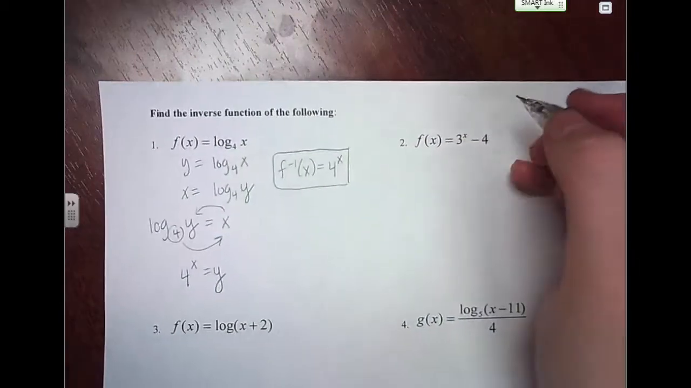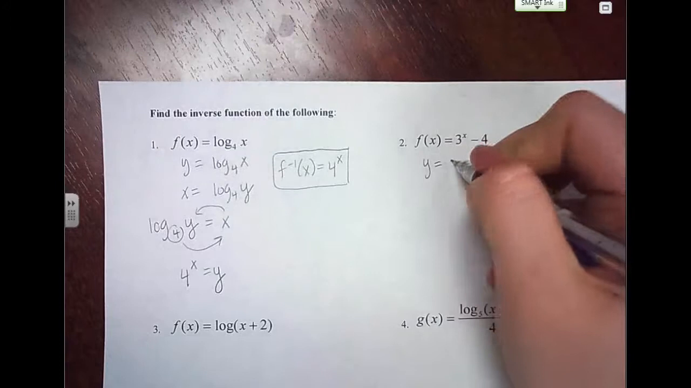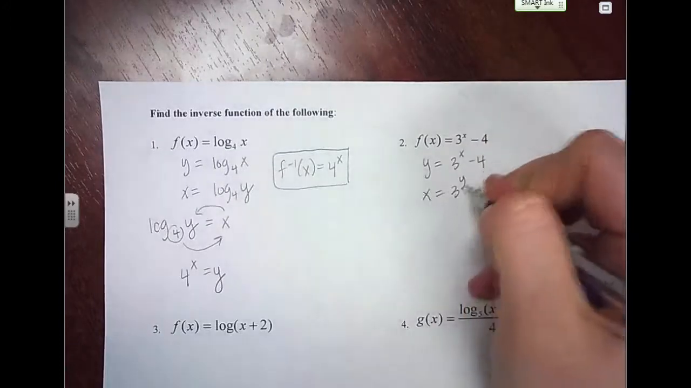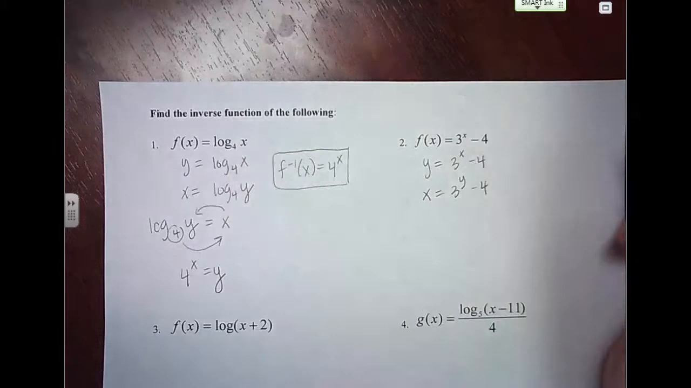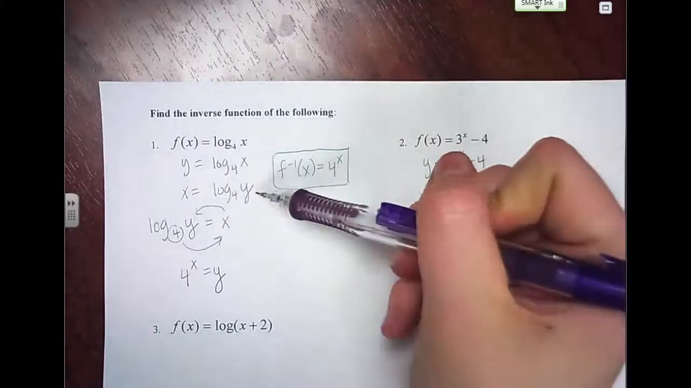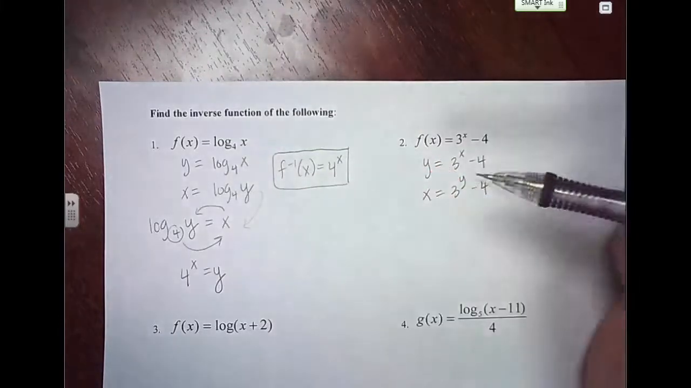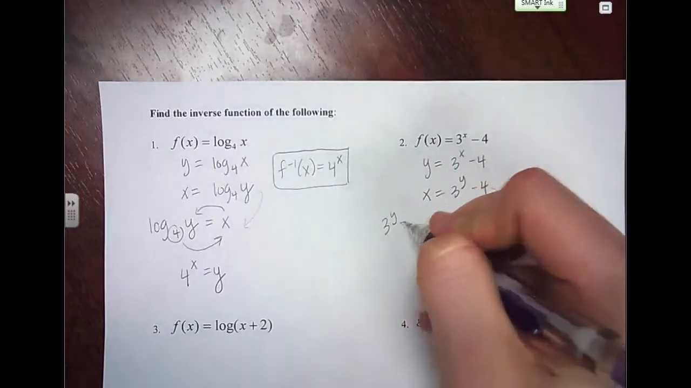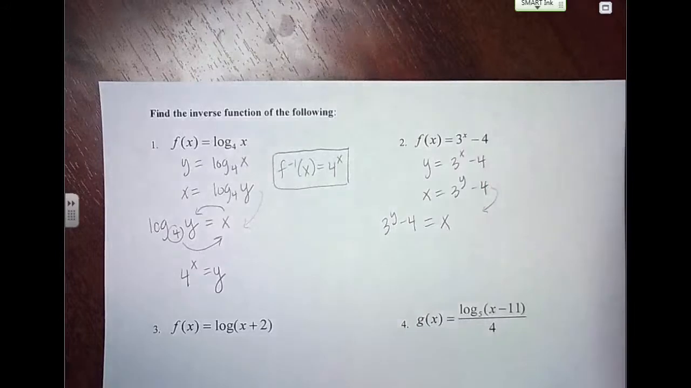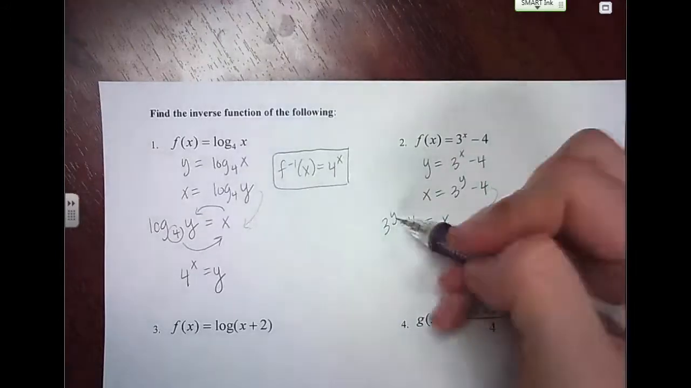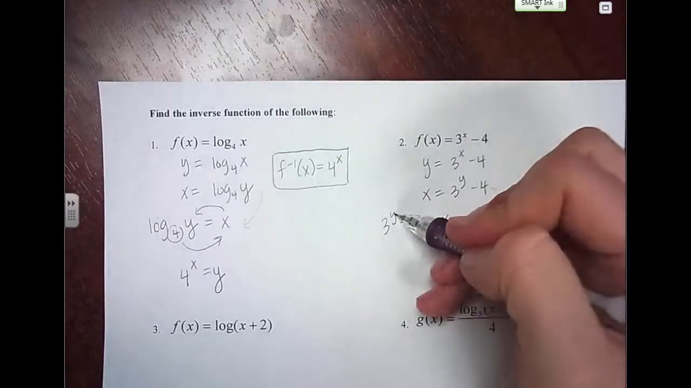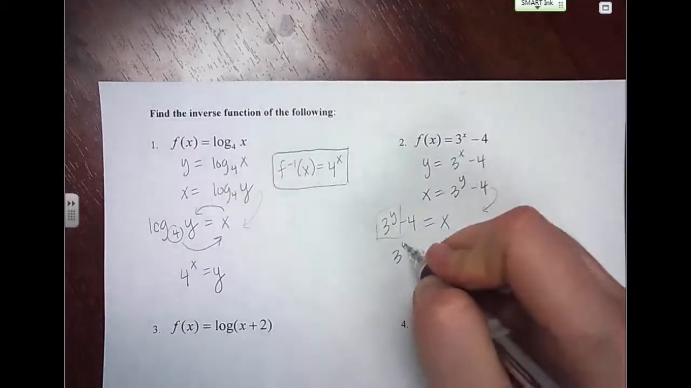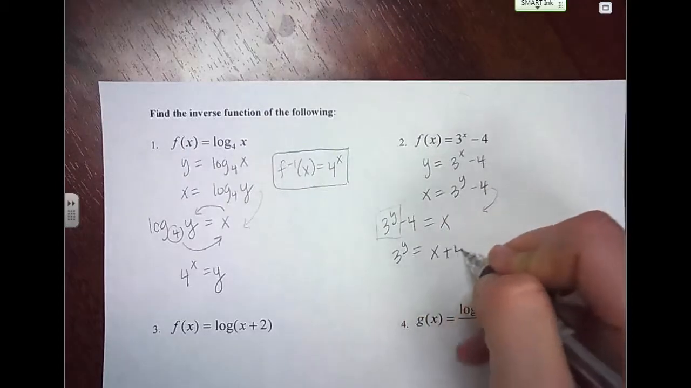Okay, number 2. First thing, let's change this to a y. Let's switch x and y. Now I'm going to rewrite this because, again, just like here, from here to here, I just switched the sides. I'm going to do the same thing on this one: 3y minus 4 on the left equals x on the right. Now on this one, I cannot do a log until I have this by itself. So I'm going to add the 4 over. So 3 to the y equals x plus 4.